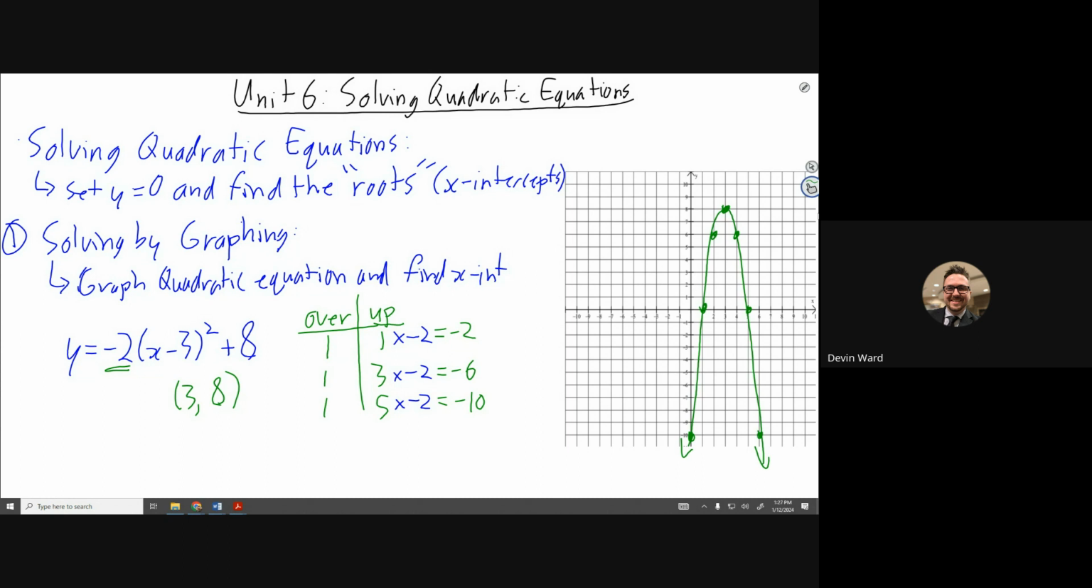Okay, so I drew my parabola. Now I just need to identify where the x-intercepts are. I have one here and one here at (1, 0) and (5, 0). Or we can say that our x-intercepts are x1, which is equal to 1, and x2, which is equal to 5. If I wanted to find out what my y-intercept was, I look right here. My y is negative 10.